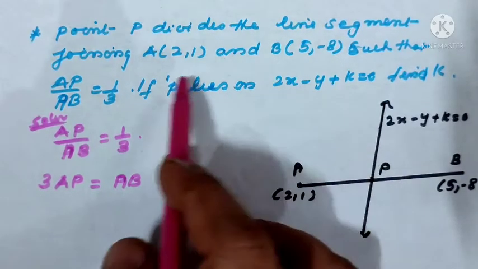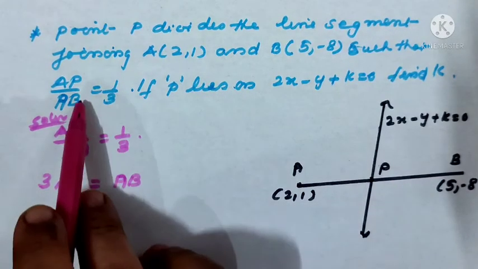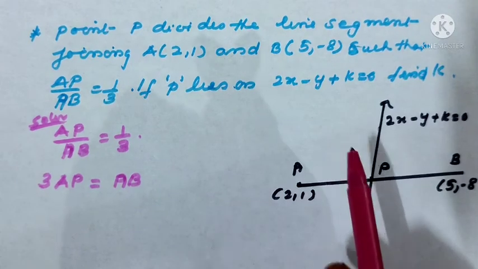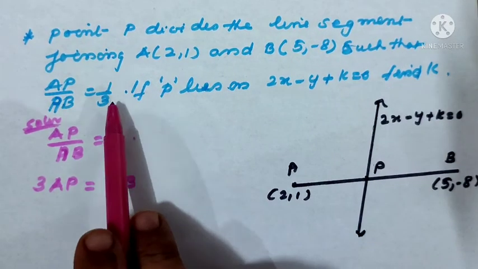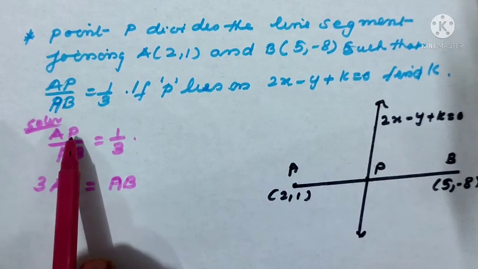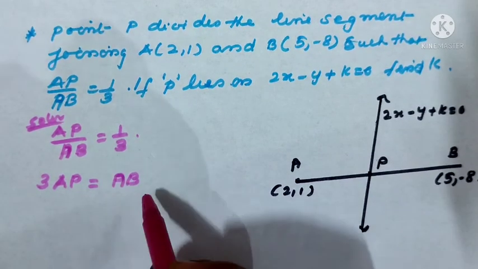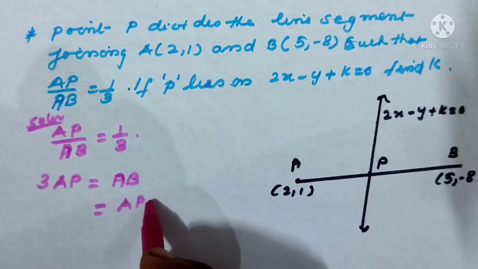Point P divides the line segment joining A (2, 1), B (5, -8) such that AP by AB equals 1 by 3. P lies on 2x minus y plus k equals 0. Find k. In the last question the ratio was not given, it was unknown, so we used k to 1 and calculated. This time it is given that AP by AB equals 1 by 3. So cross multiplying, 3AP equals AB.